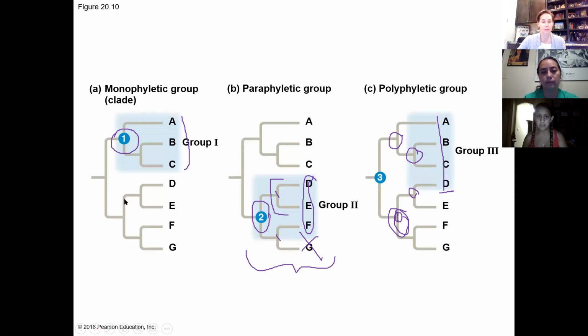In a monophyletic clade, this would be group 1, which includes the ancestral species and all of their descendants. A paraphyletic is group 2, and in this case, we're just looking at D, E, and F, but not G. So it includes some, but not all. And polyphyletic will include the common ancestor plus someone else's common ancestor over here.